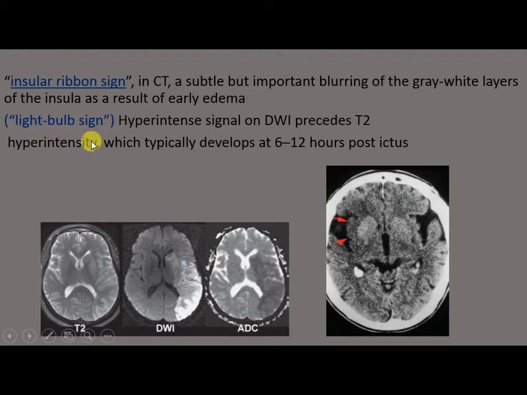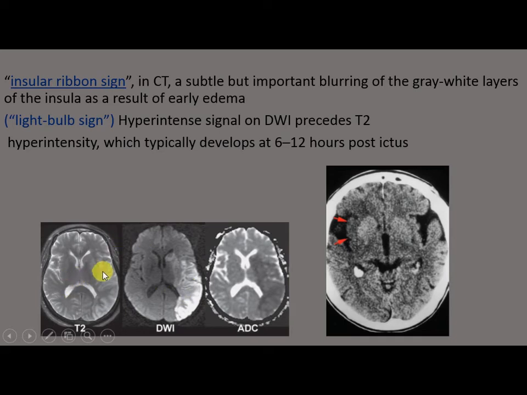Another sign is the light bulb sign. It is a hyperintense signal on the diffusion-weighted image that precedes T2 hyperintensity, which typically develops at 6 to 12 hours. So after 6 to 12 hours, there is T2 hyperintensity, but within the first hours, 2 to 6 hours, there is the light bulb sign of hyperintense signal on the diffusion-weighted image, such as that.